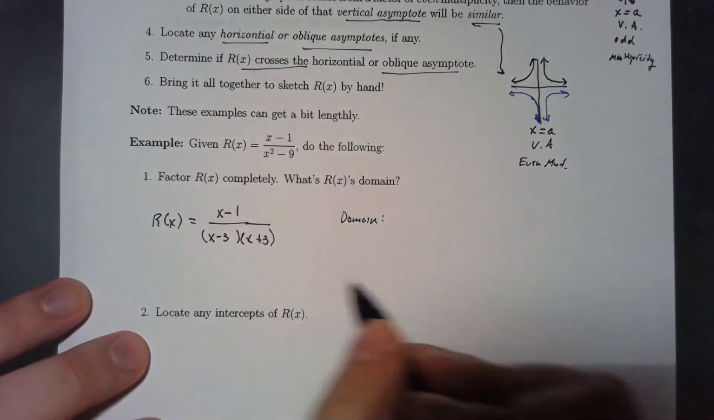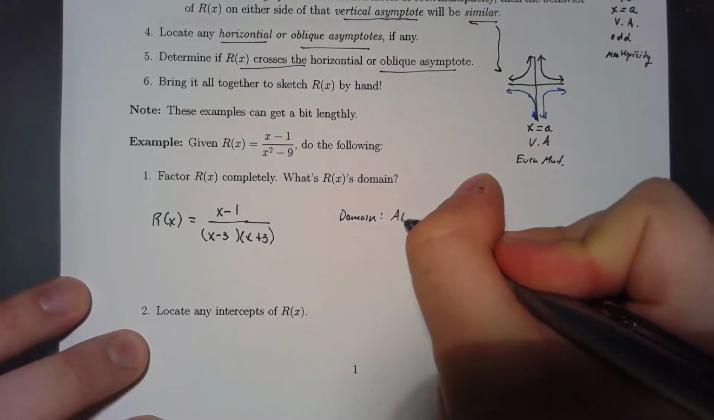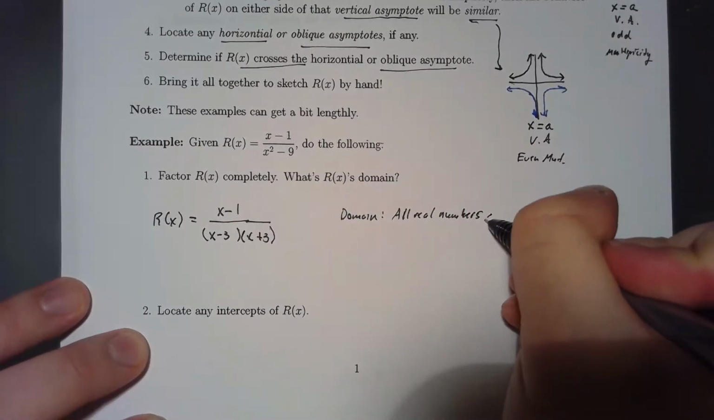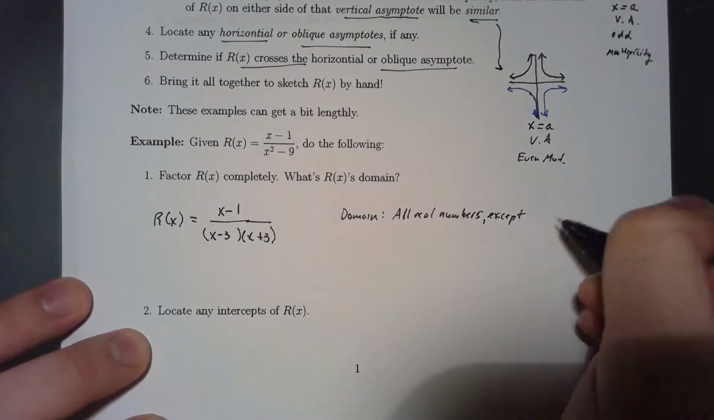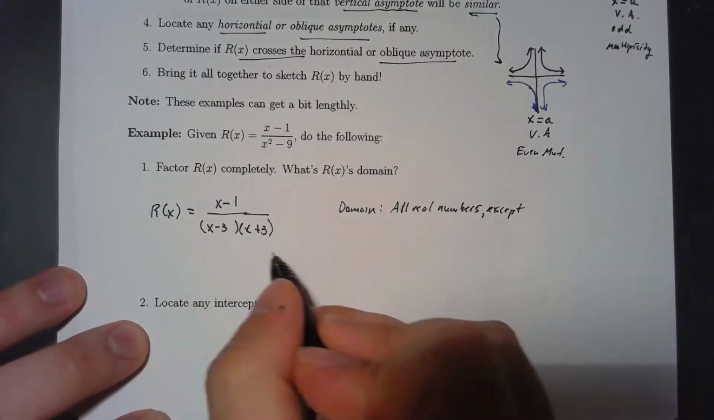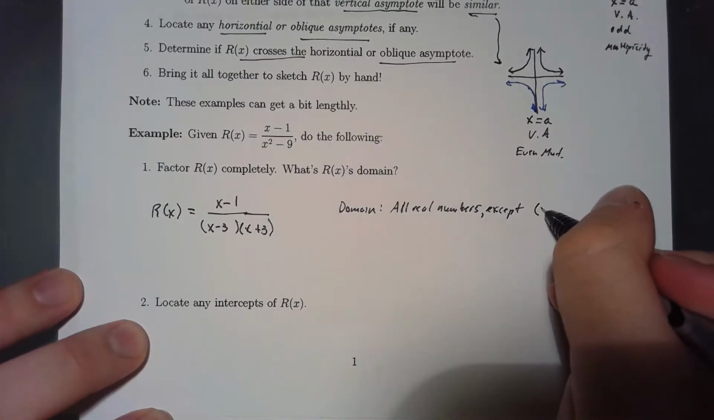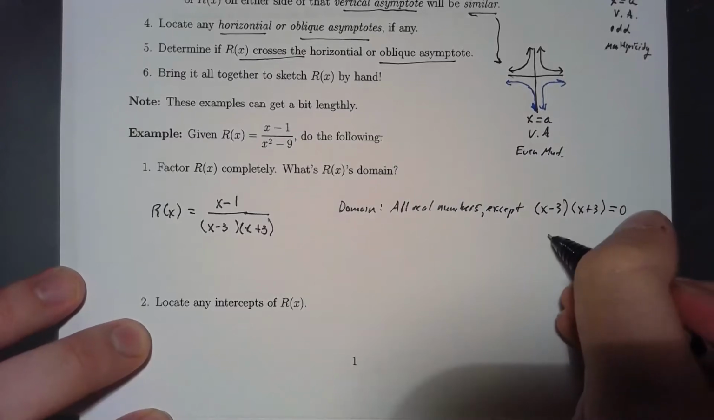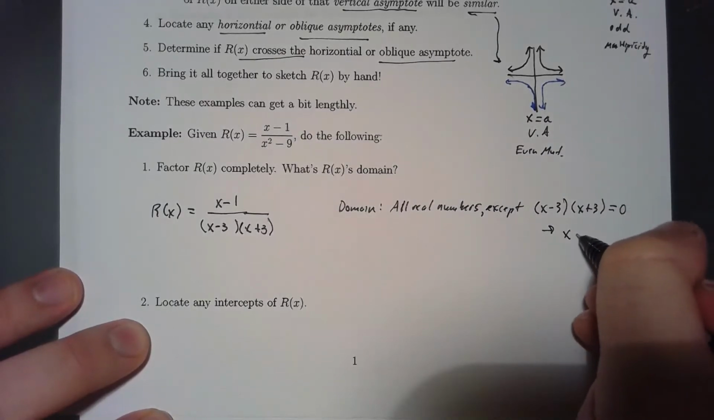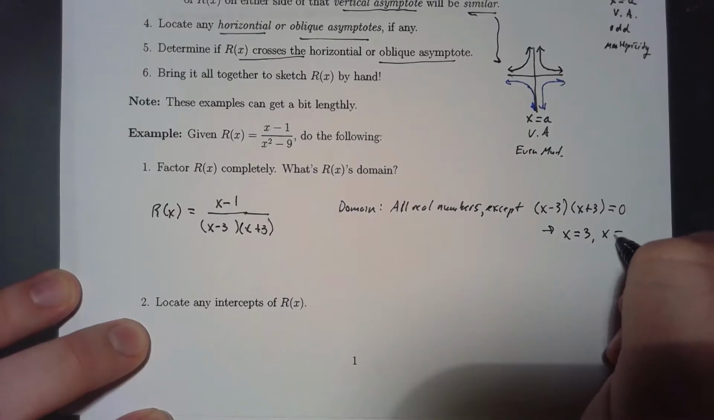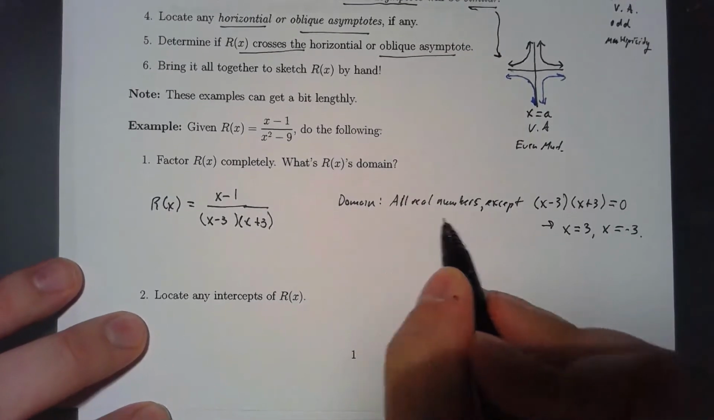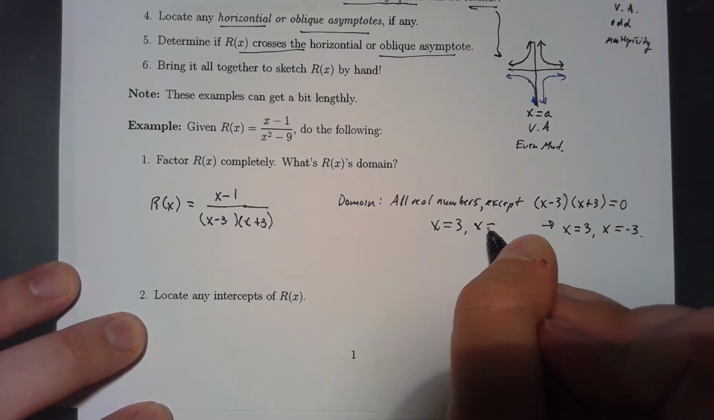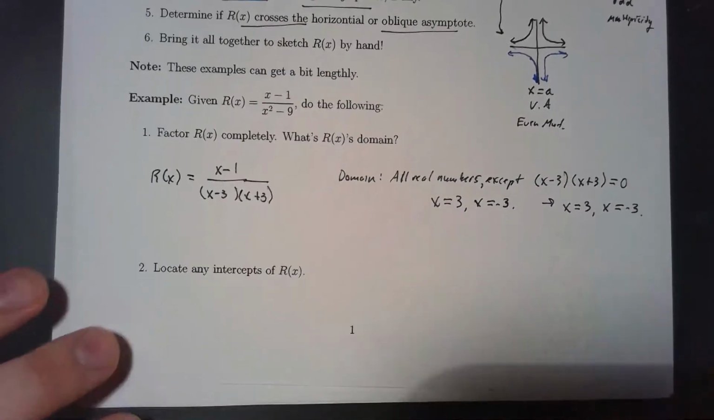Well, the domain is everything. It's all real numbers except what? When the denominator equals 0. So except when x minus 3 times x plus 3 equals 0, which is easy. That means x equals 3 or x equals negative 3. So my domain is all real numbers except x equals 3, negative 3. So that's my domain.